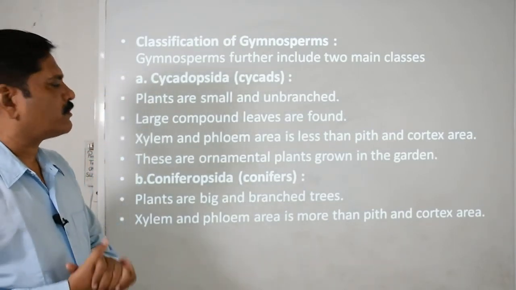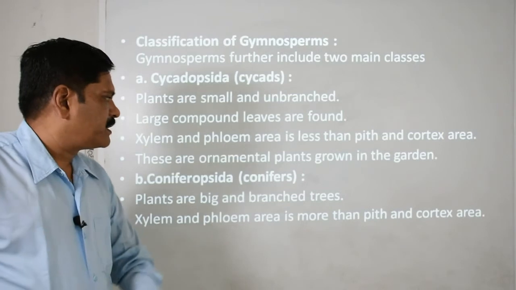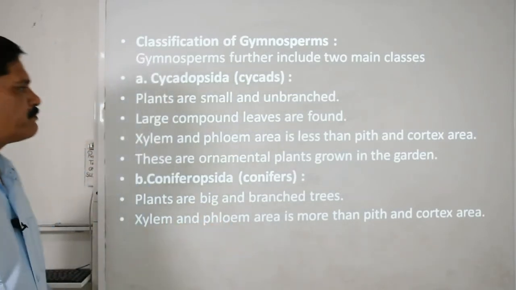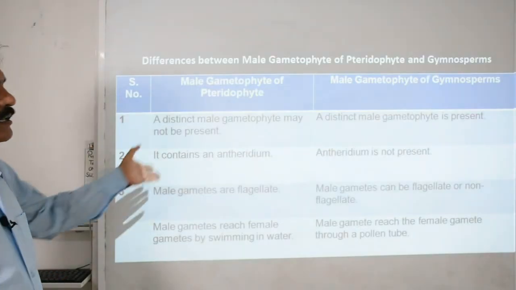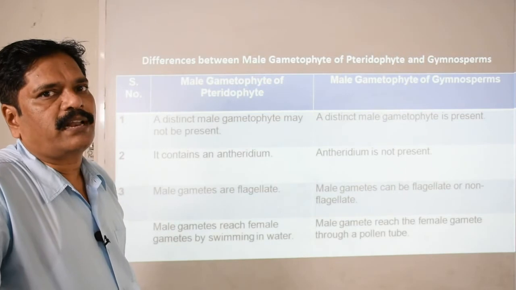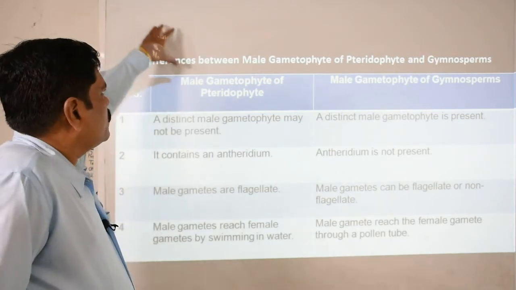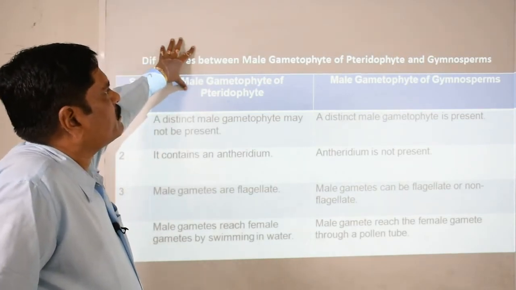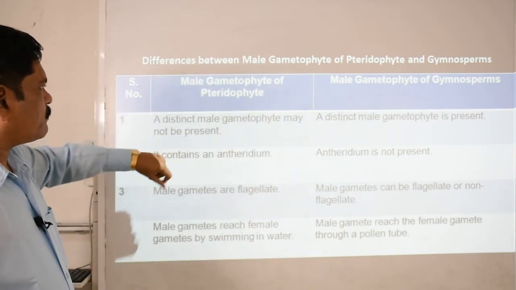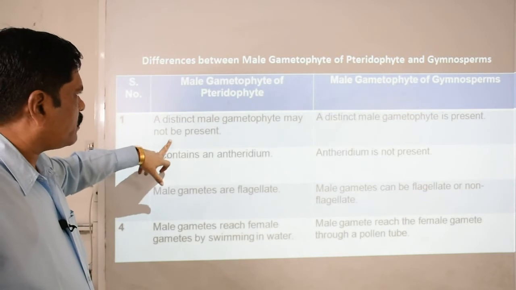Now the second we talk about is the Coniferopsida, or it is called the conifers. These plants are big and branched trees. Okay, the xylem and phloem area is more than the pith and the cortex. That means it is one of the modifications for the mechanical tissue as well as the development of this one. Clear?